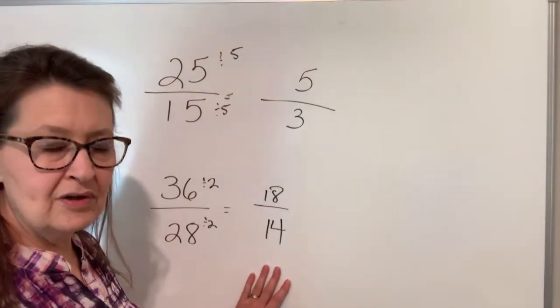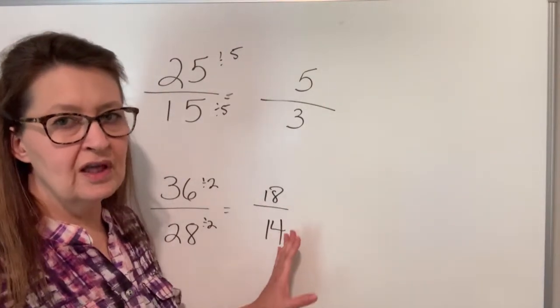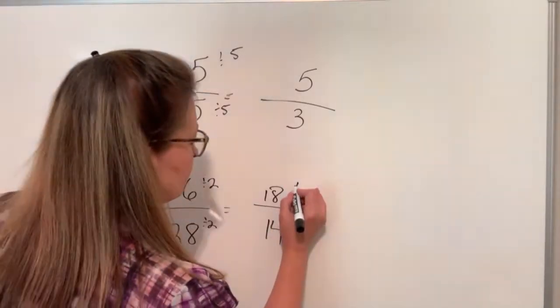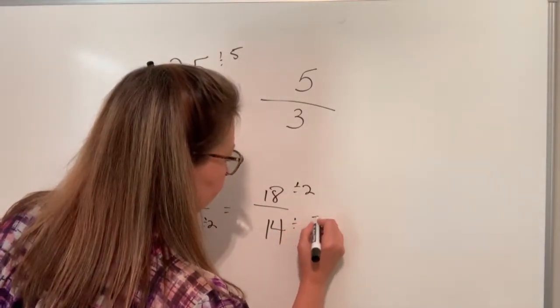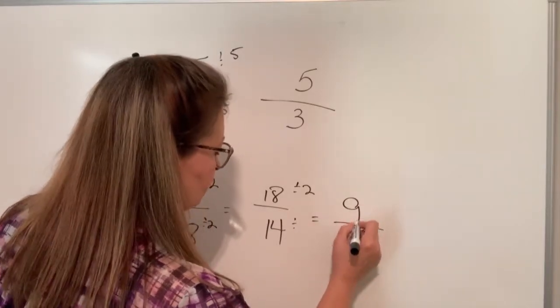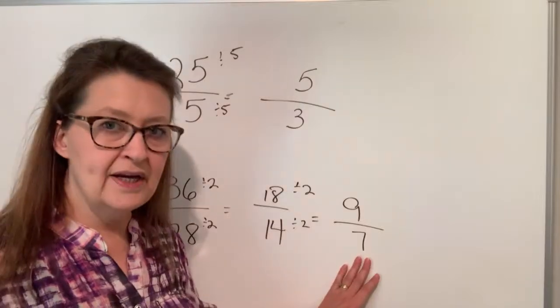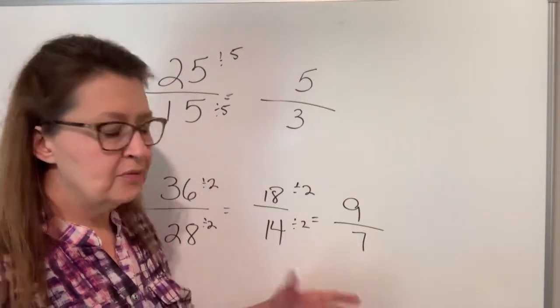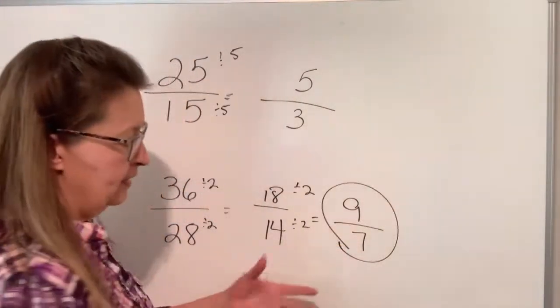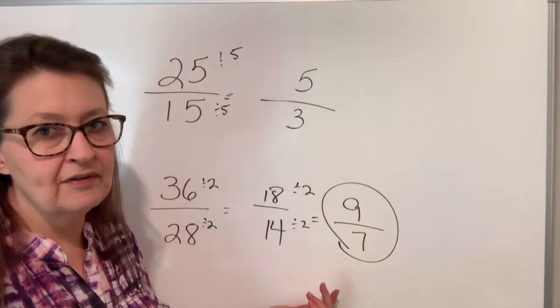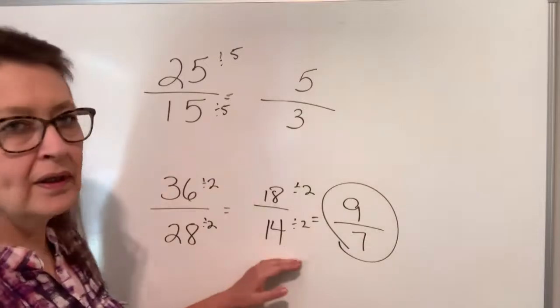Now I look at my answer and I say, well, those are both still even. So 2 will go into both of these again. So divide again. 18 divided by 2 is 9. 14 divided by 2 is 7. Look at your answer. Is this lowest terms? Yes, it is. Now it is improper, but we weren't told to change it to a mixed number, so we're going to leave it that way. But this is what I mean about whittling away at it.